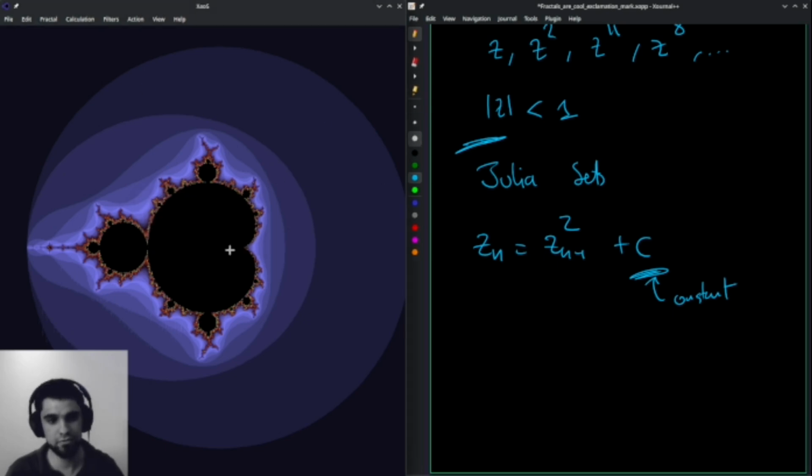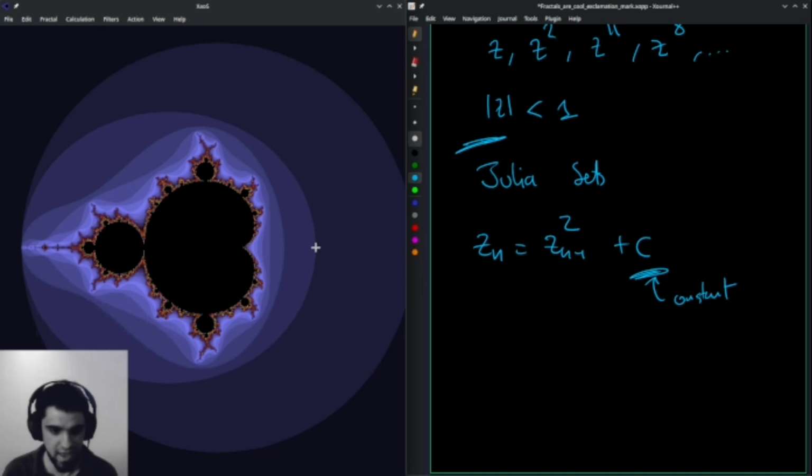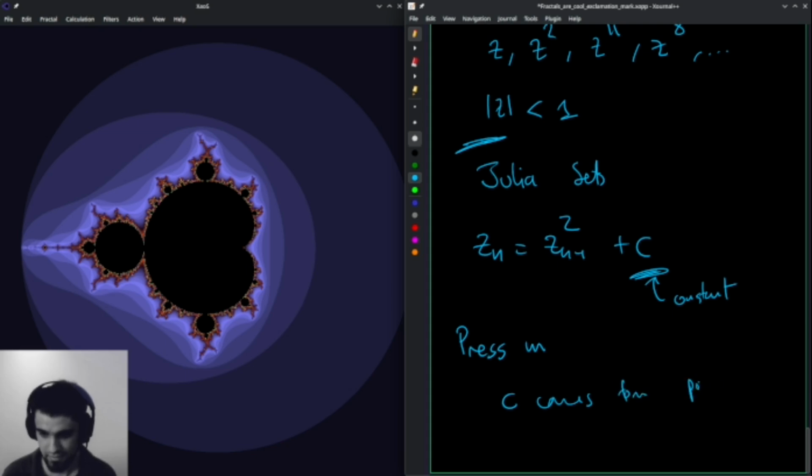But I can do what is called using the Julia mode, which is by pressing M here. So if I press M, it changes C from the point to a fixed C for all points.